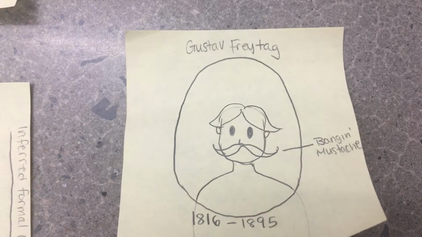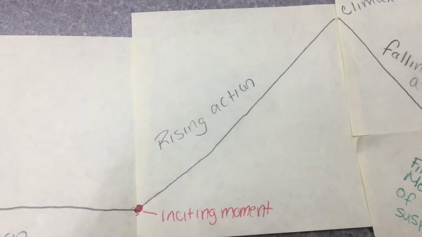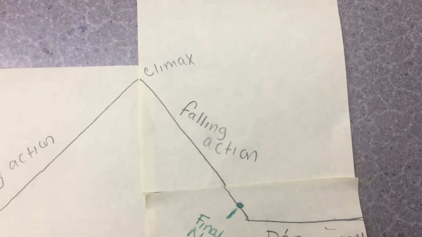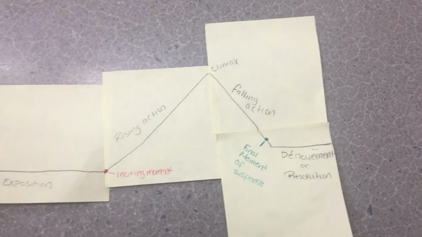The parts go like this: exposition, inciting moment, rising action, climax, falling action, and denouement or resolution. In order to better understand the structure, we will apply it to one of the most important dramas in human history, the Itsy Bitsy Spider.